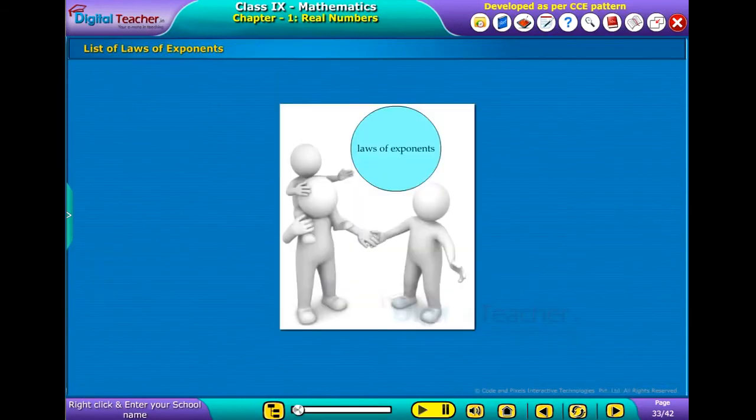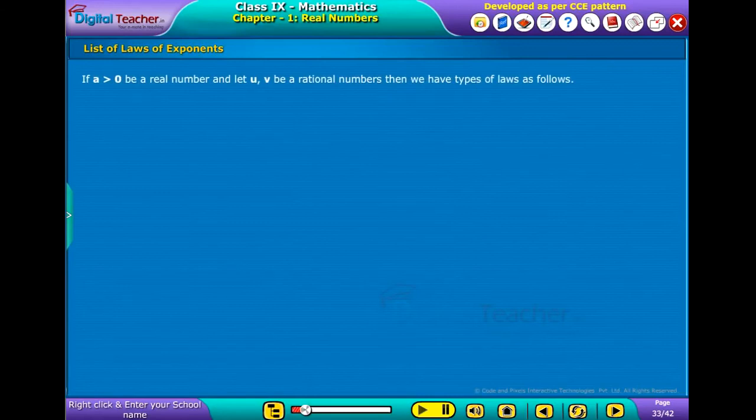List of laws of exponents. If a greater than 0 is a real number, and let u, v be irrational numbers, then we have the following laws. a^u × a^v is equal to a^(u+v). (a^u)^v is equal to a^(uv). a^u / a^v is equal to a^(u−v). a^u × b^u is equal to (ab)^u. The uth root of a is equal to a^(1/u).